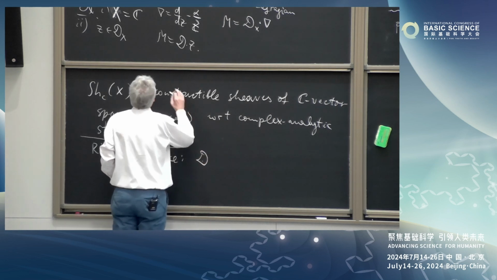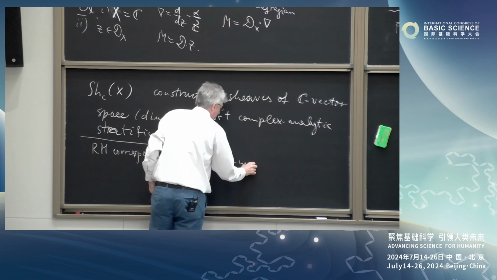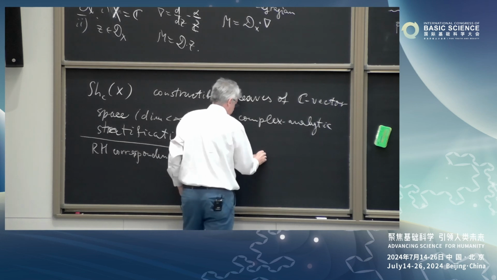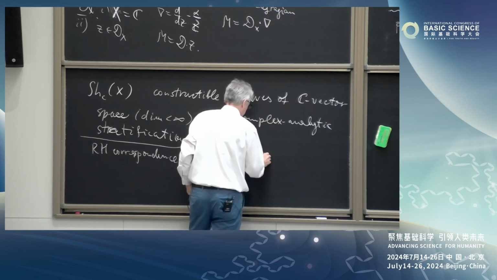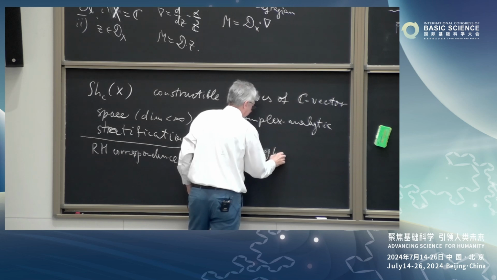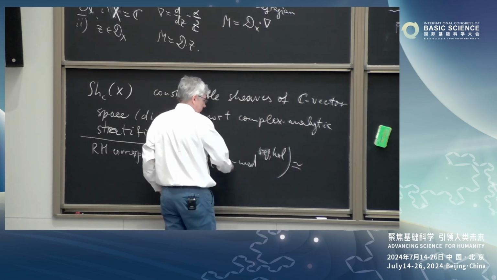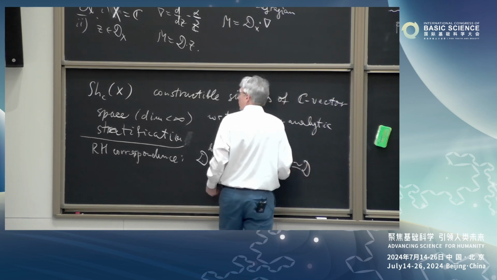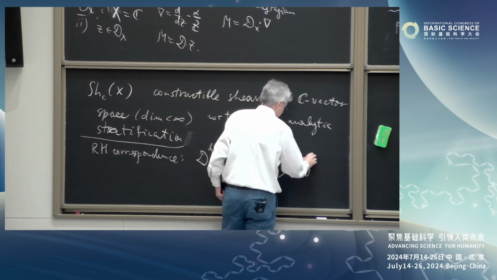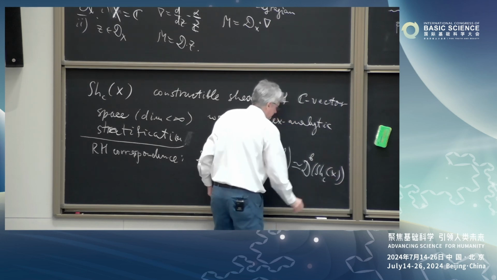Derived category of holonomic D-modules, holonomic with regular singularity D-modules. First, right? Its bounded derived category is equivalent to the bounded derived category of constructible sheaves on X.